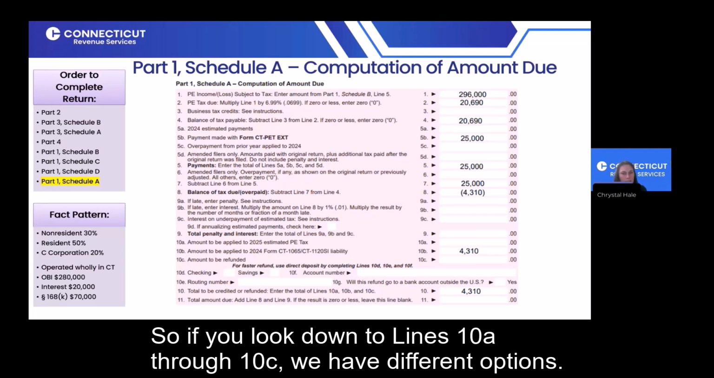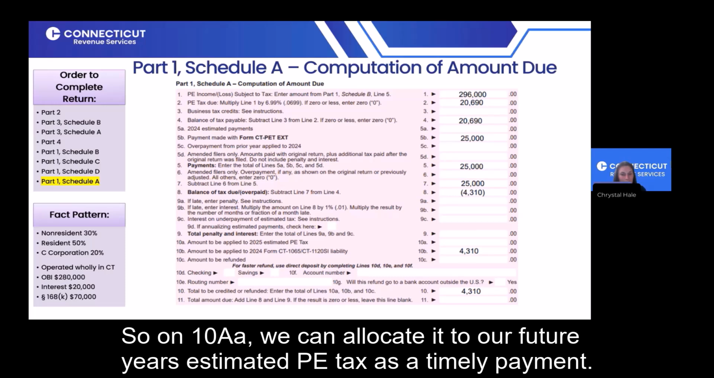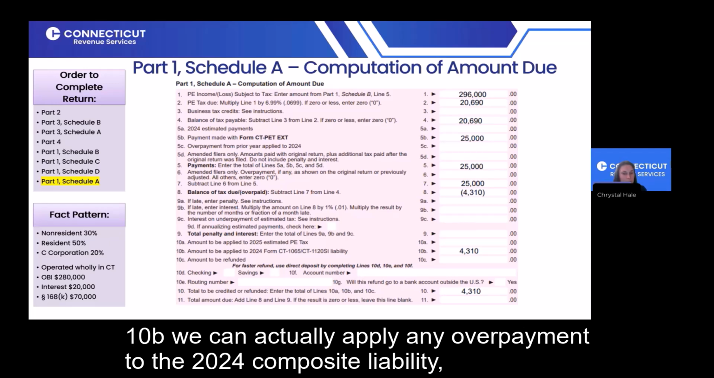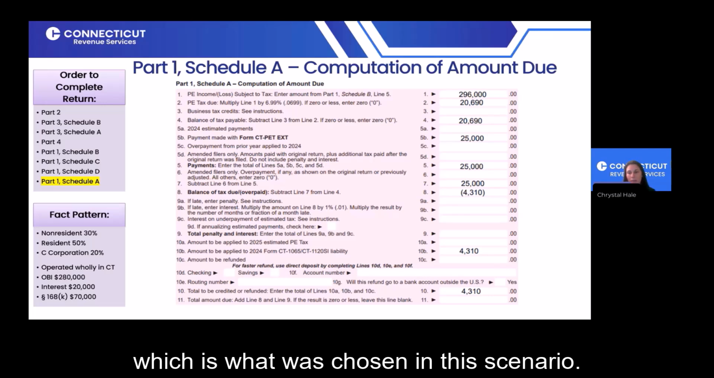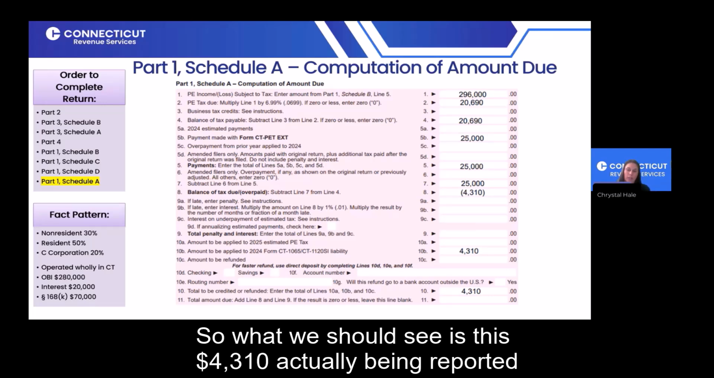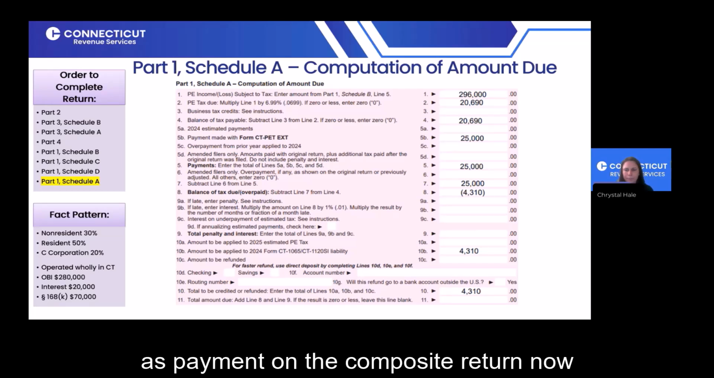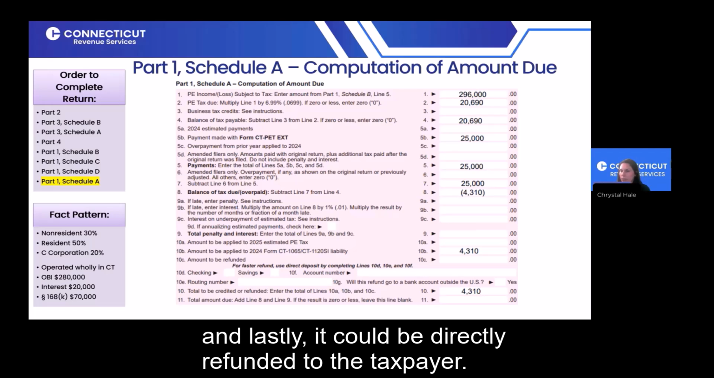So if you look down to lines 10A through 10C, we have different options. So on 10A, we can allocate it to our future year's estimated PE tax as a timely payment. 10B, we can actually apply any overpayment to the 2024 composite liability, which is what was chosen in this scenario. So what we should see is this $4,310 actually being reported as a payment on the composite return now. And lastly, it could be directly refunded to the taxpayer.